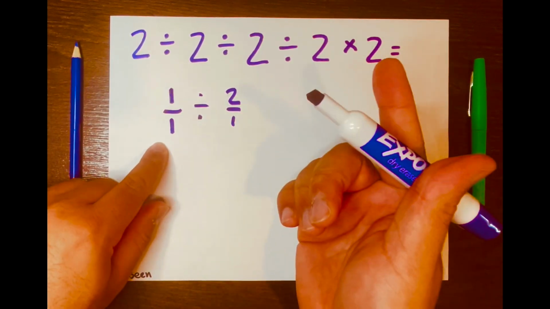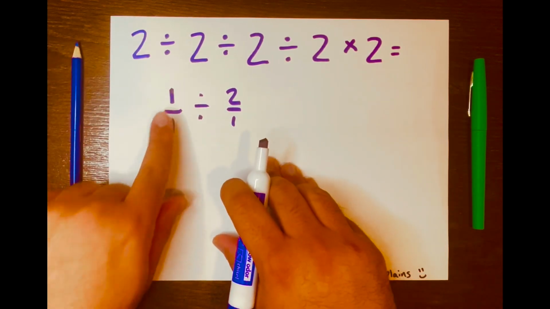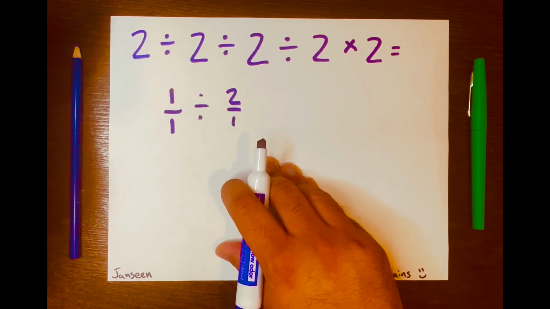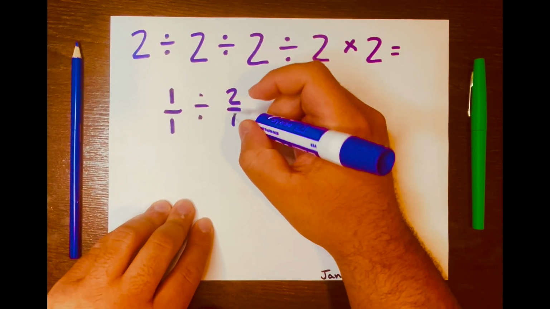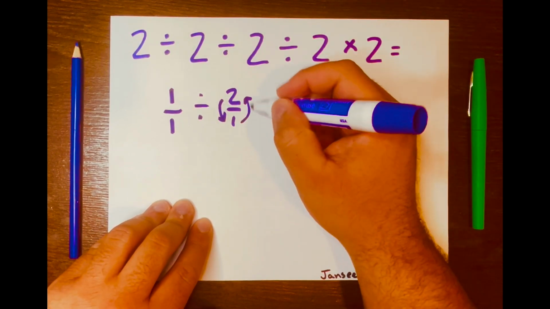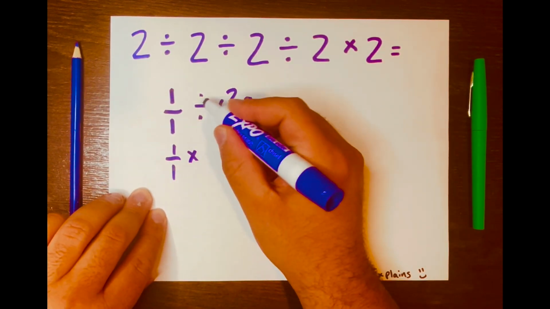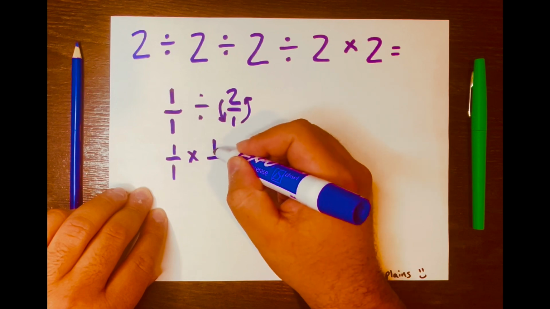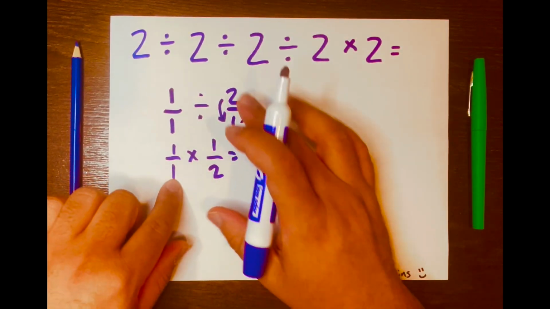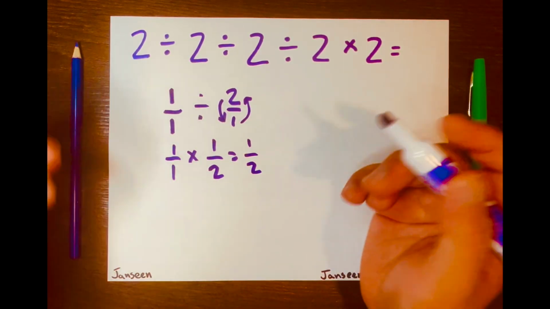So we'll use the keep change flip method, but we don't have to. We can just say 1 divided by 2 is half, right? Even though we can just flip this. So let's go ahead and flip it just for practice. So we'll keep this, right? We'll change the division symbol to multiplication and then write it 1 over 2. So we flip the last part. 2 over 1 becomes 1 over 2. And then multiply across, and look at that, you got your 1/2.